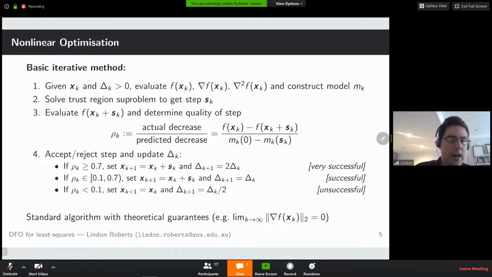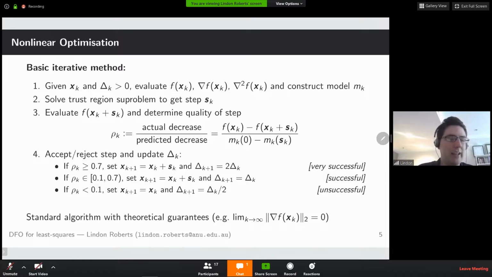In the middle case, where we did decrease our function, but perhaps not by as much as we would like, we consider this a successful iteration still because we did get a good decrease in the objective. So we'll move to our step, but we're not confident that our model is super accurate. So we won't take larger steps in the future. So we'll keep delta the same size as it was before.